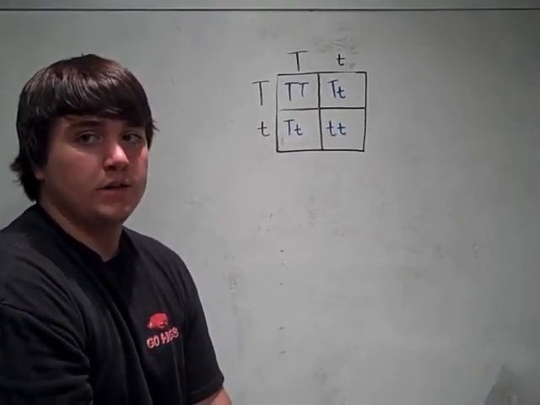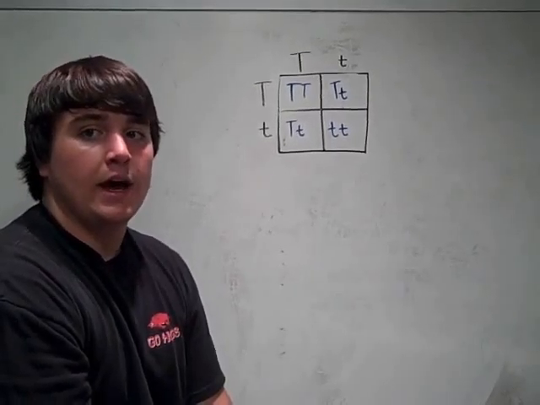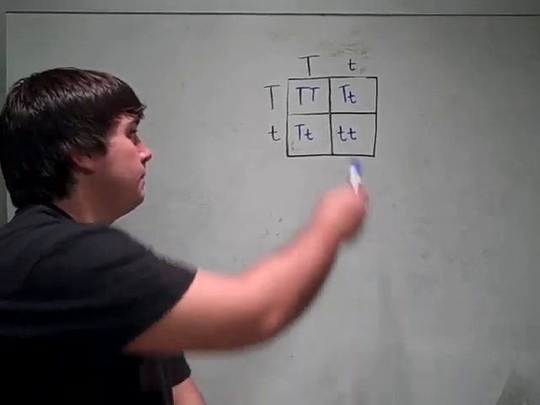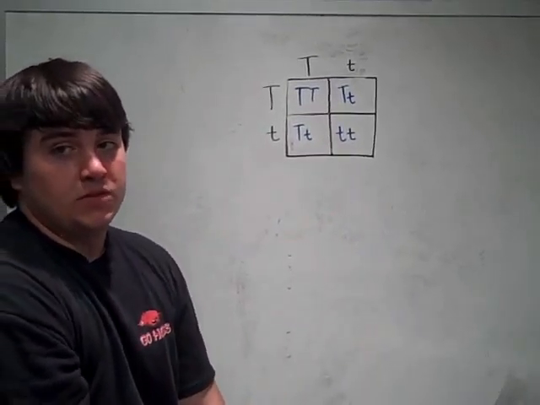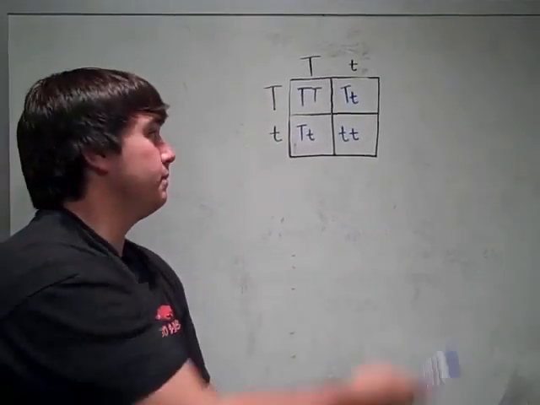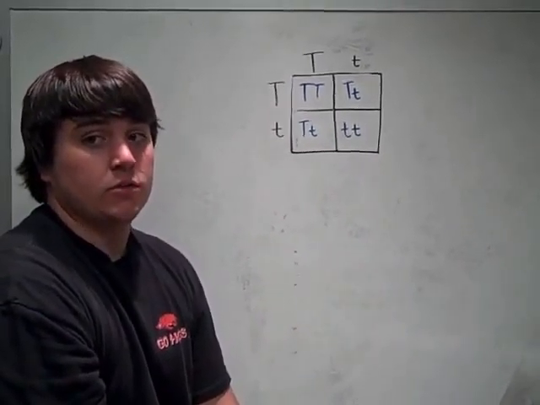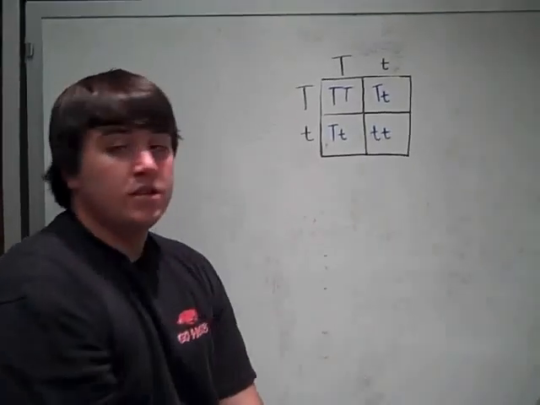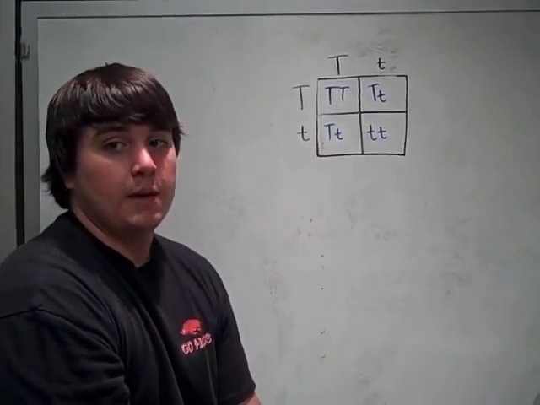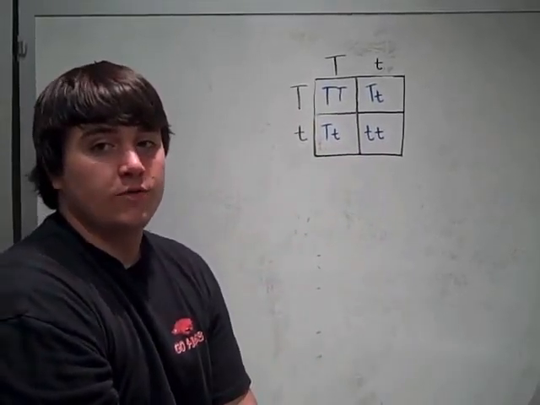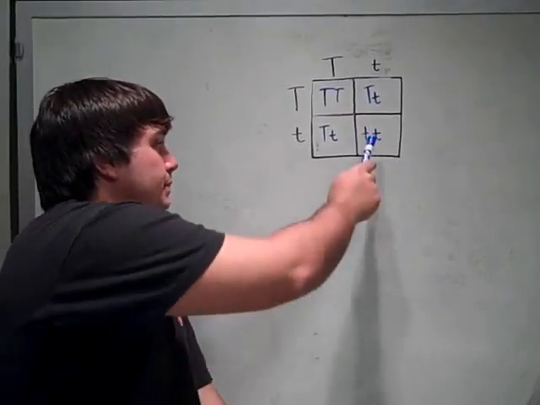So according to our Punnett square, if David and Andrea had 4 children, 25% would be homozygous dominant, 50% would be heterozygous dominant, and 25% would be homozygous recessive. So, 75% of their children would be able to roll their tongues, and only 25% would not be able to.